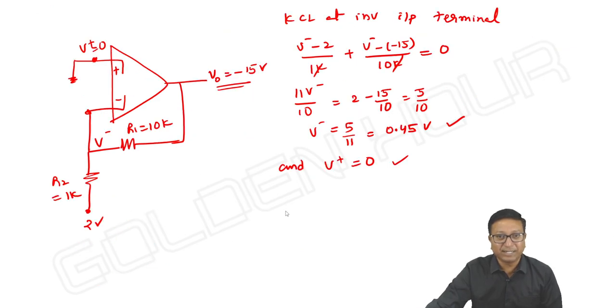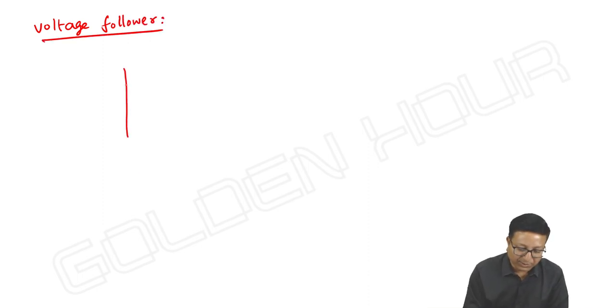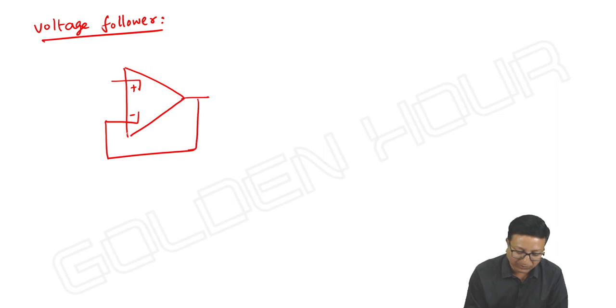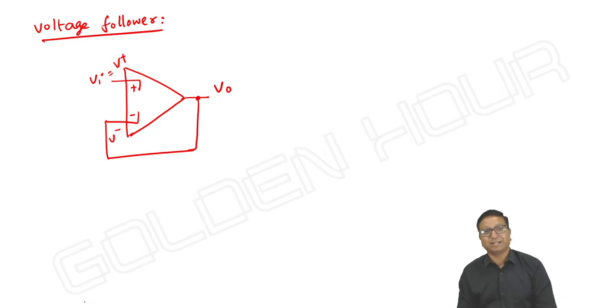The next circuit, I can say, is the voltage follower. Here, what do we do? Simply short the inverting terminal and the output voltage. No resistors. Here we are giving input and output. So the inverting terminal voltage and output are equal, and the non-inverting terminal voltage and input are equal.